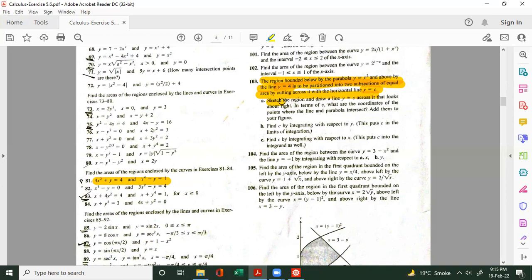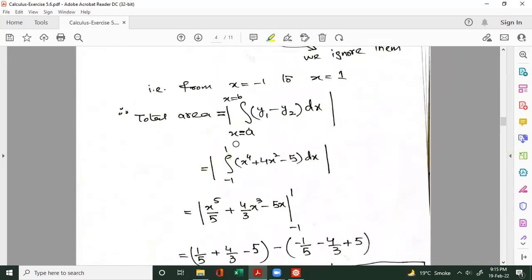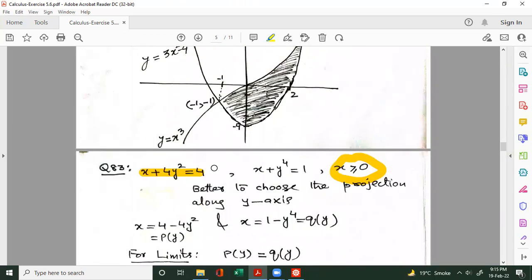So the first part is to sketch the region and draw the line y equal to c. And in terms of c, what are the coordinates of the points where the line and the parabola intersect? Add them to your figure. So let's go to the solution.